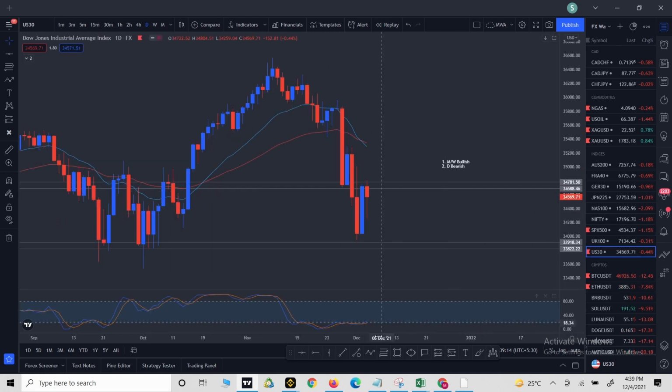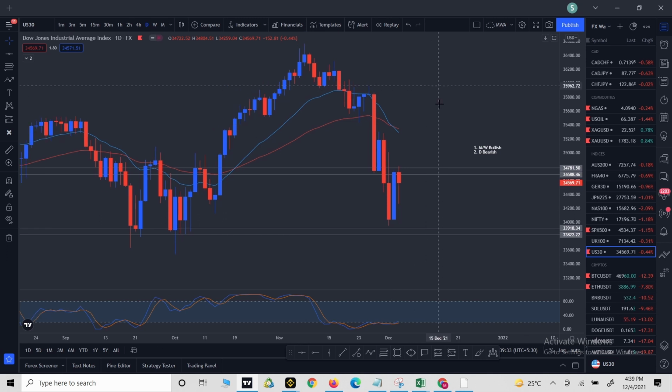US 30, price is bearish, making lower lows and lower highs. As we can see, low, lower high, lower low, lower high, lower low, lower high. And the price broke and closed below the previous support zone. Price already retested this zone and found some rejections. So this was the zone.